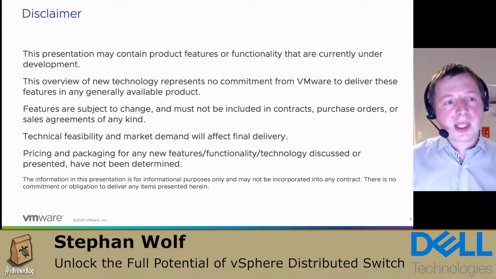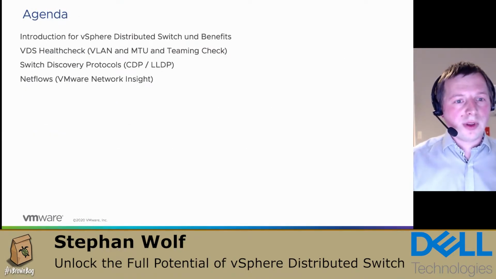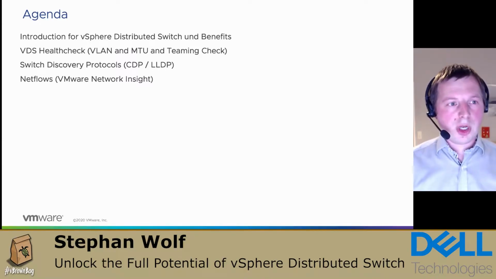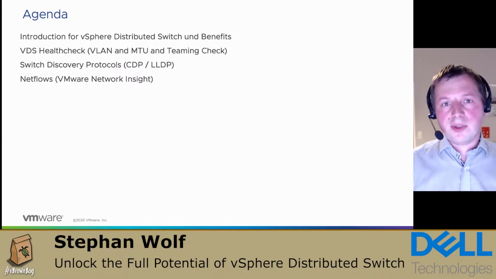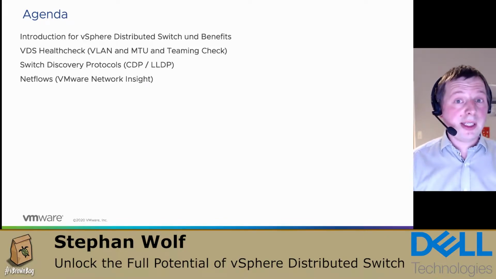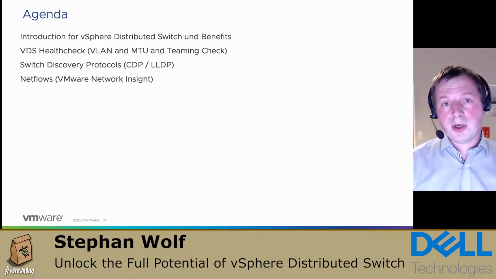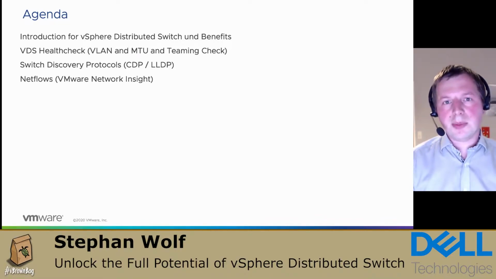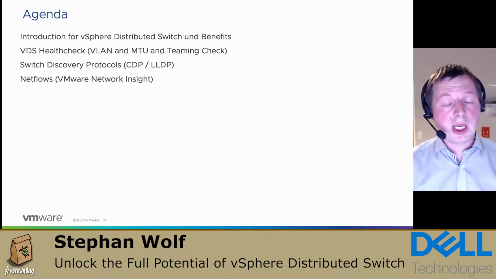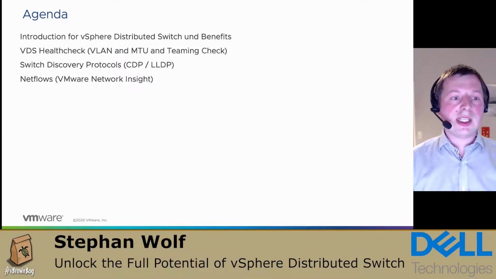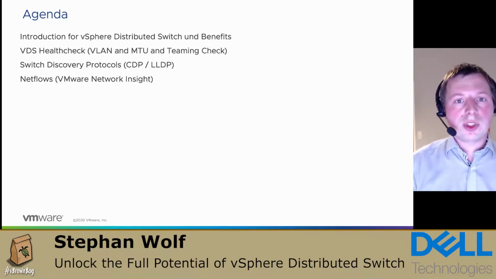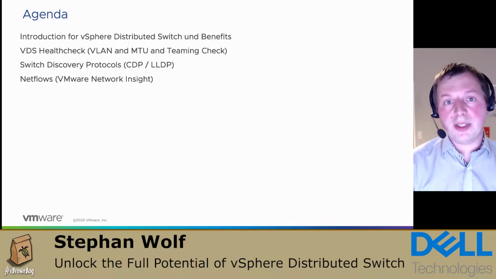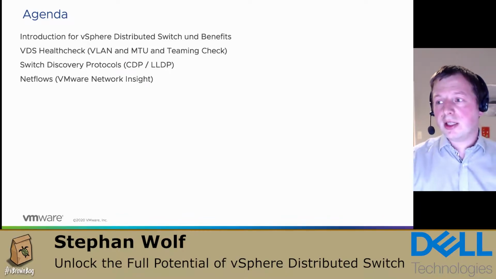This is the disclaimer. We want to do the following things in this session. We will have a look at all the features that the virtual distributed switch is able to provide, and what power is in these features. We want to see the VDS Health Checks and how they can help us find problems in the infrastructure. We want to see switch discovery protocols that help us troubleshoot connection problems. And we want to see NetFlow, which helps us see the communication relationships between VMs. Okay, let's go in.